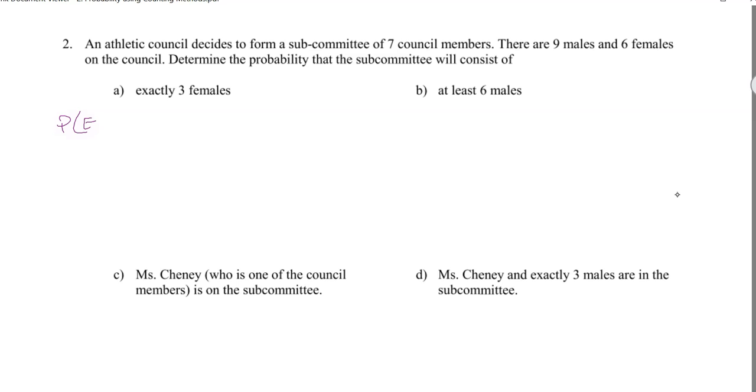So exactly 3 females. The probability of exactly 3 females is the probability of getting 3 females. So that's 6 choose 3. And the total number of subcommittees is 15 choose 7. We need 7 people, right? So there are 6 females, I want 3 of them. There are 9 males, I need a subcommittee of 7. So it's 6 choose 3 times 9 choose 4 over 15 choose 7.